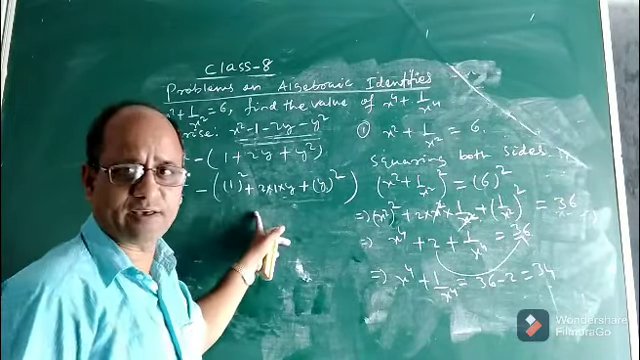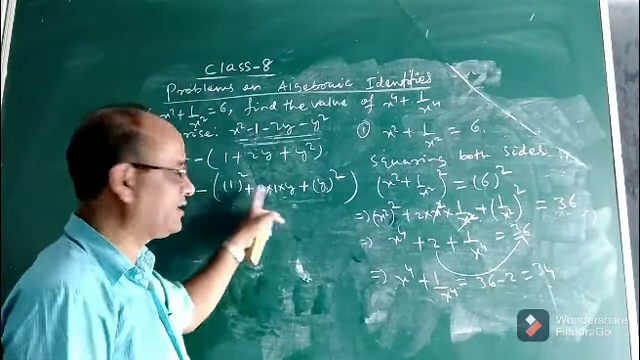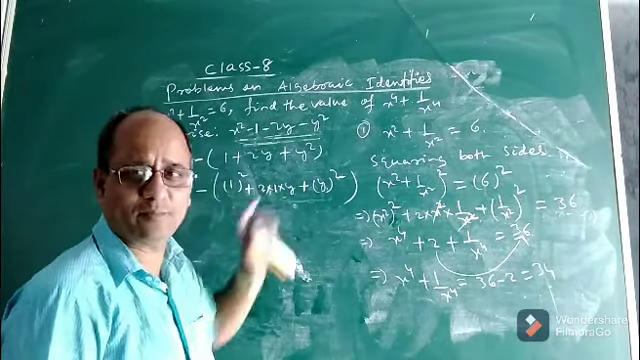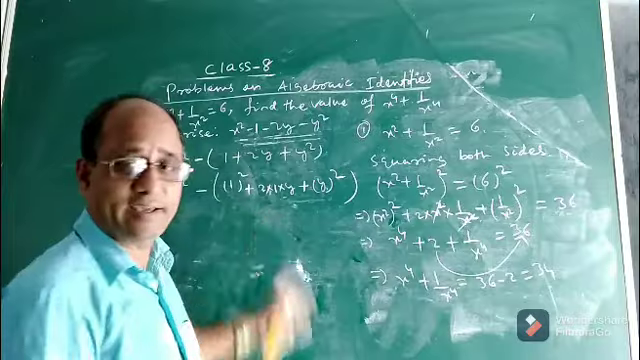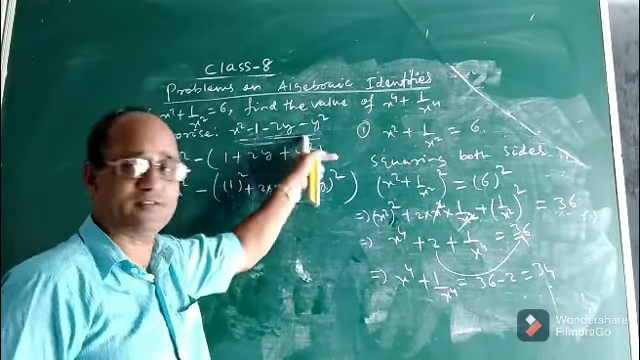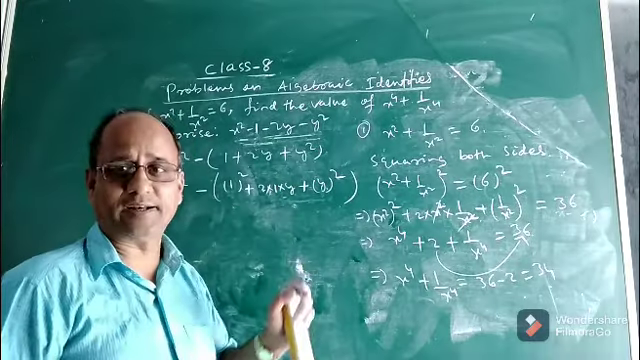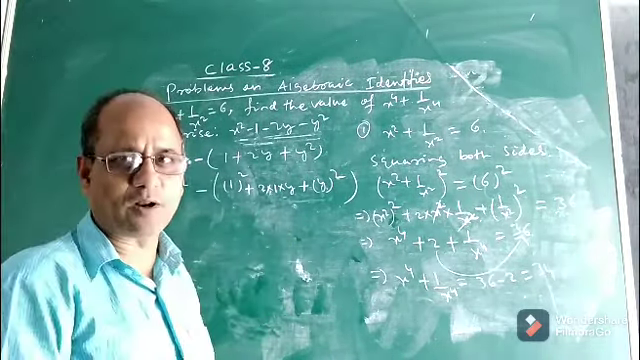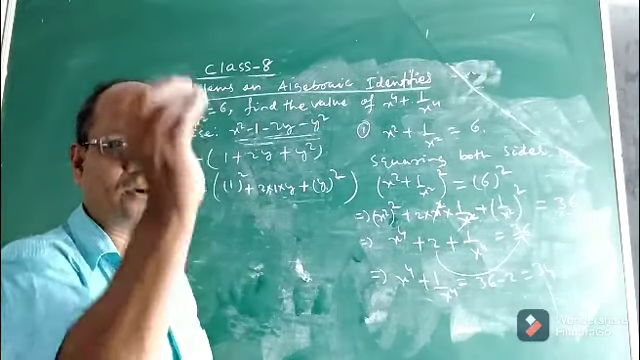Now you can easily say that it is in the form of a square plus 2ab plus b square. See, by simply taking a minus sign common, we could bring these three terms into the form of some identity, that is a square plus 2ab plus b square. And we know the formula. It is (a plus b) whole square.